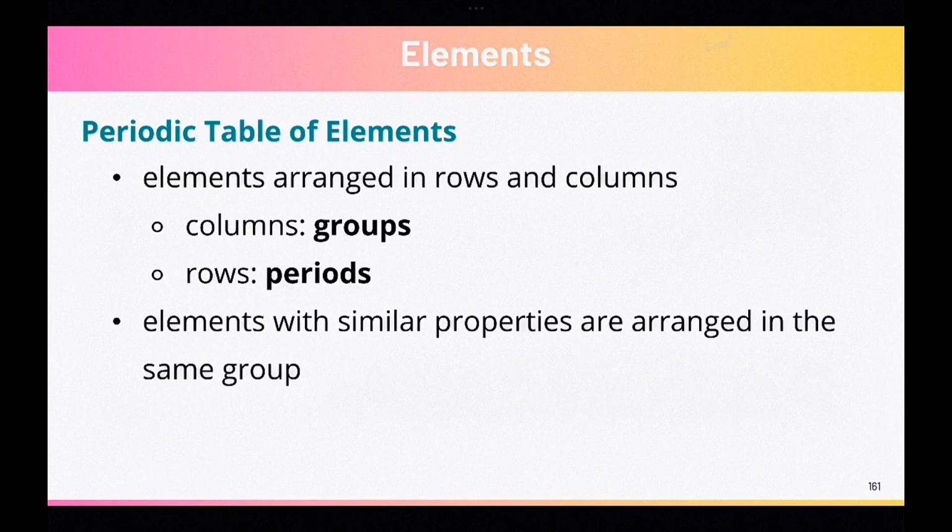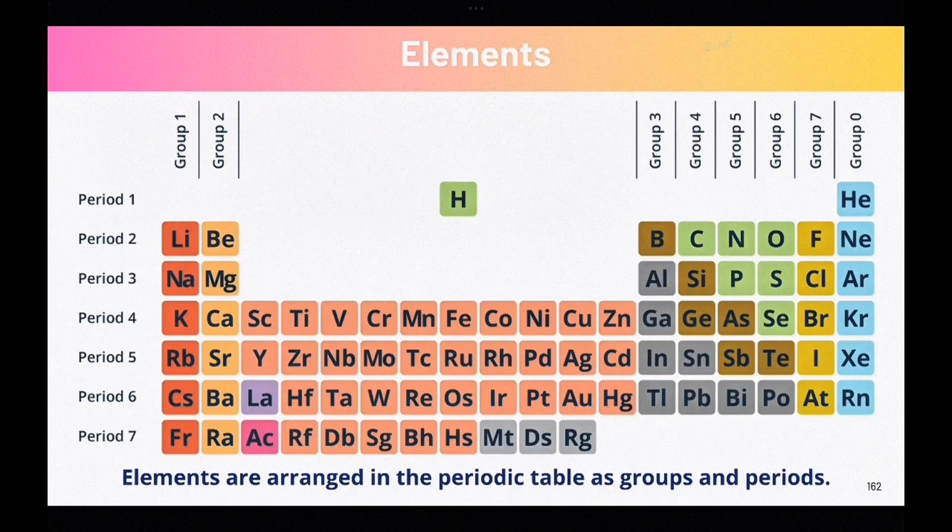In addition to this, elements are arranged in rows and columns. The columns are groups and the rows are periods. Elements with similar properties are arranged in the same group, and they can be differentiated as either metals, non-metals, or metalloids. So here is an example of a periodic table. As you can see, the elements are arranged by their periods and groups.